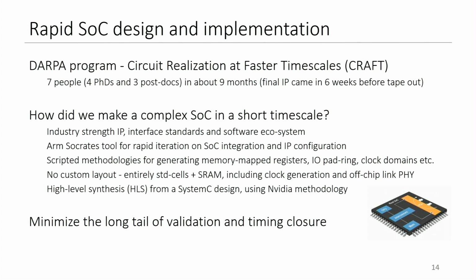Okay, so we designed this chip under a DARPA program called Circuit Realization at Faster Timescales, or CRAFT. And the goal of this project was to try and study how we can achieve high-quality SoC designs more quickly. As I said in the introduction, this was a pretty small team for this project, about 7 people. And the majority of the work was done in a pretty short timescale. So how did we make such a complex SoC in that short timescale?